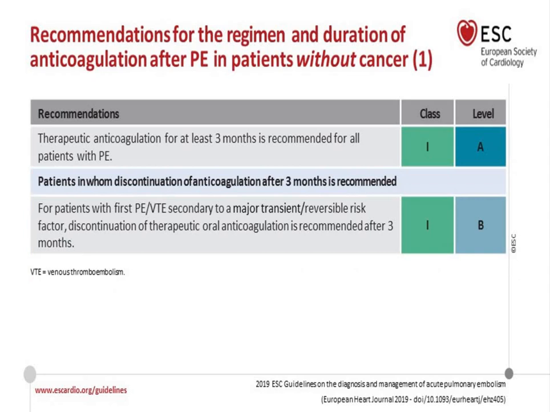So, recommendations for the duration of anticoagulation after pulmonary embolism in patients without cancer. Therapeutic anticoagulation for at least 3 months is recommended for all patients with pulmonary embolism. And for patients with first pulmonary embolism secondary to a major transient or reversible risk factor, discontinuation of therapeutic oral anticoagulation is recommended after 3 months.